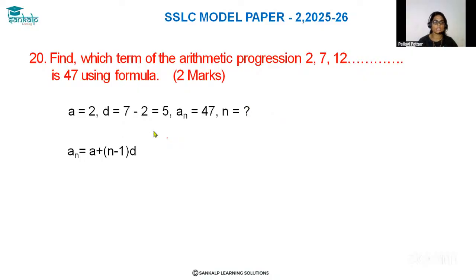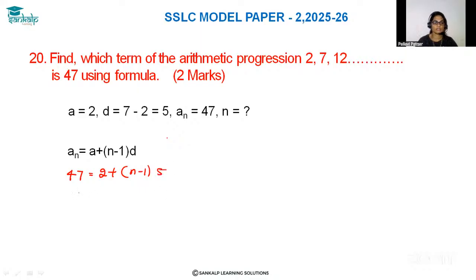Okay, so here we use the arithmetic progression formula to find n. So the formula for the nth term of an arithmetic progression is an is equal to a plus (n minus 1) into d. So solve the equation for n. Okay, so here substitute the known values into the formula. So we'll get an, which is 47, is equal to 2 plus (n minus 1) into 5.